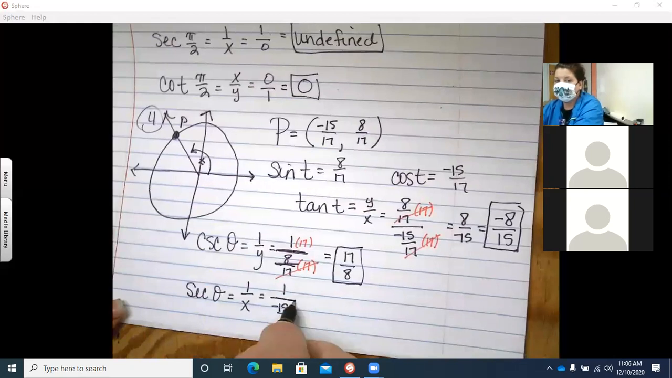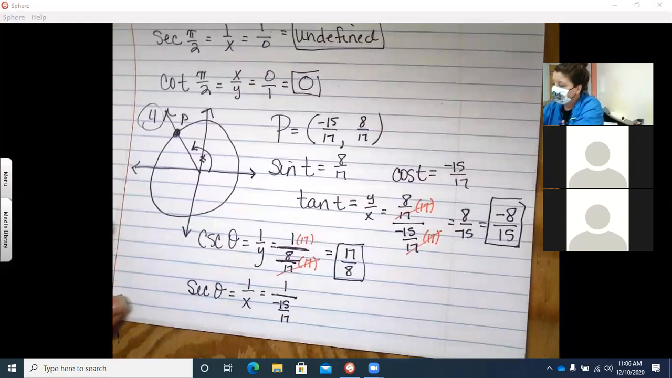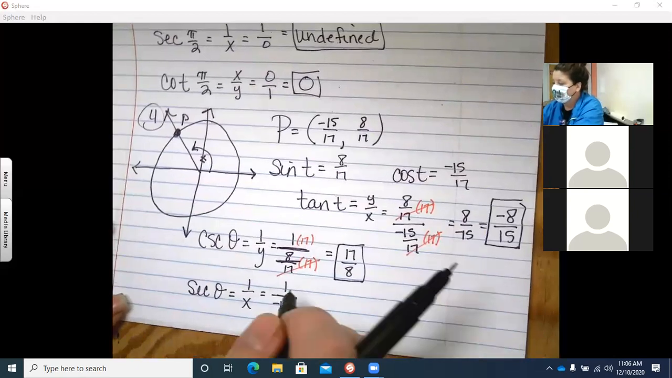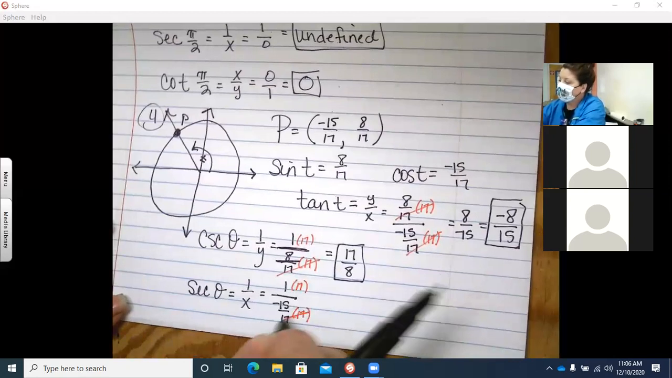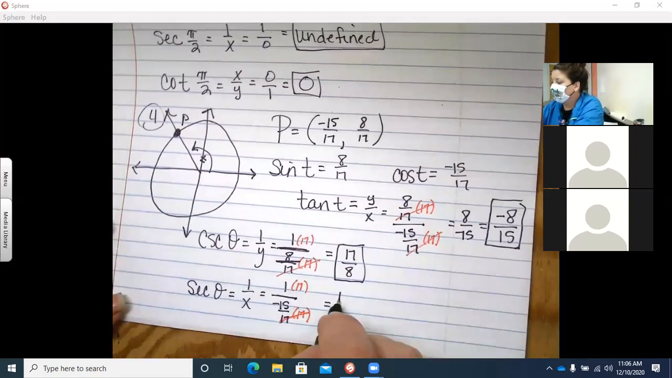Again, complex fraction, we don't want that. So we're going to multiply the numerator and denominator by 17. The 17 in the denominator is canceled, and the numerator, 1 times 17 is 17, and in the denominator, you're left with negative 15, but so I don't have to rewrite this, I'm going to go ahead and move that negative sign up. Are you all cool with that?